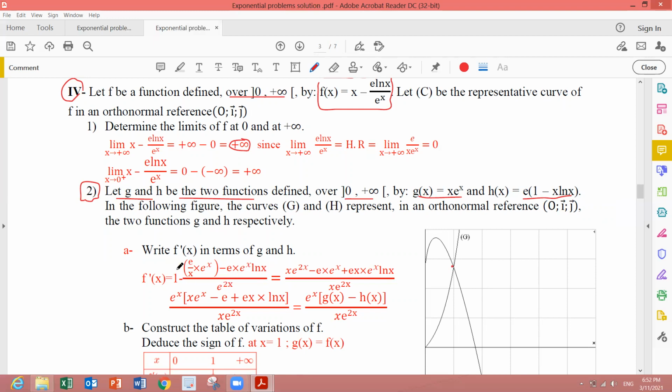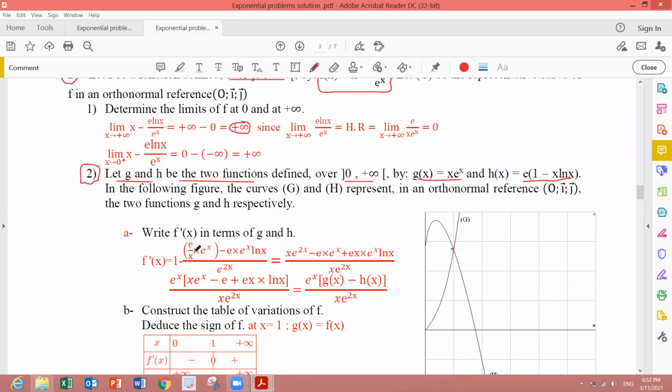We take the LCM. It will become... this is not x e to the 2x, it is 1 e to the 2x, this one. Or we take the common denominator first here. We bring the x down. First step. It is equal to 1, this is e to the x. It will become e times e to the x minus e times x times e to the ln x, over x e to the 2x.